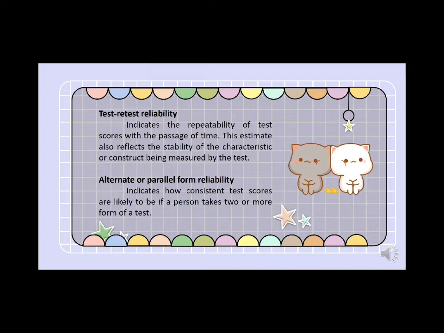On the other hand, a low parallel form reliability coefficient suggests that the different forms are probably not comparable. They may be measuring different things and therefore cannot be used interchangeably.